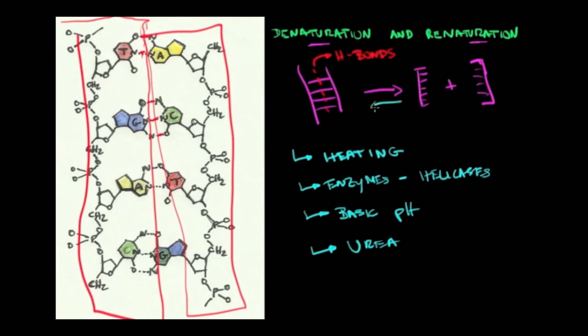Well, renaturation means the opposite, when you go from two single-stranded DNA molecules back to one double-stranded DNA molecule. And of course, if these conditions go back to normal conditions of the environment, these two single-stranded DNA molecules are going to be able to restore the hydrogen bonds and become again one double-stranded DNA molecule.